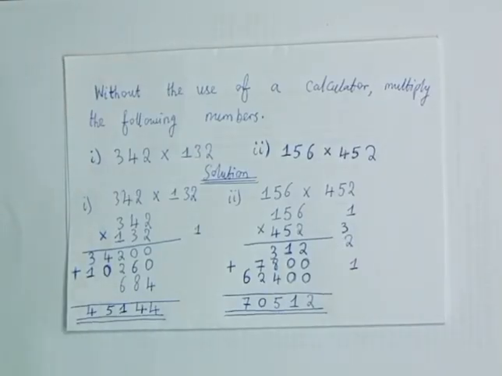This is how we multiply two numbers having 3 digits without the use of a calculator.